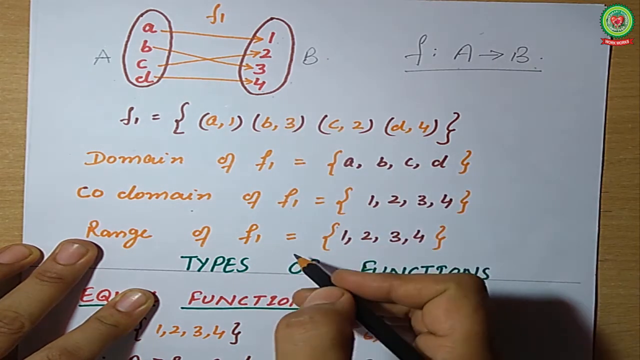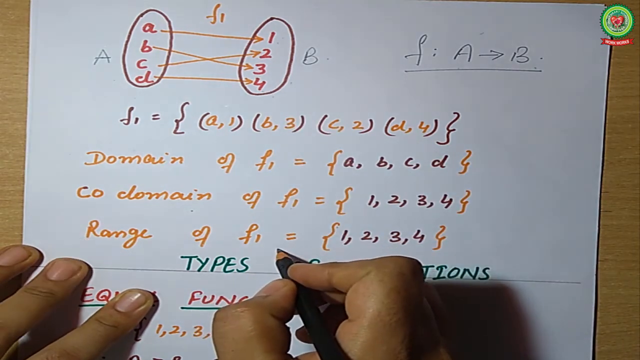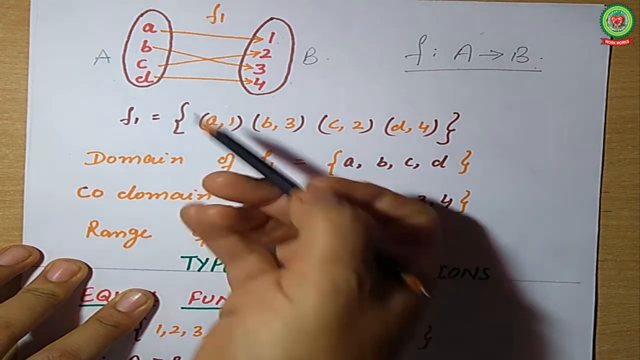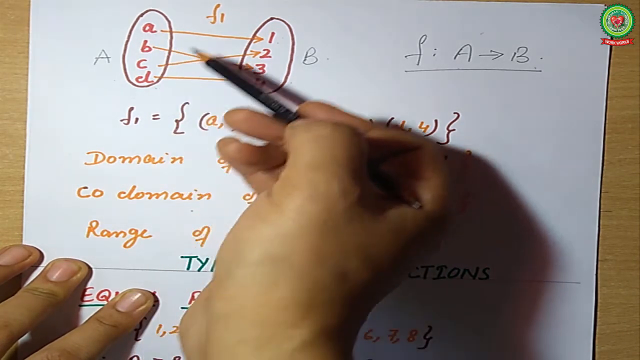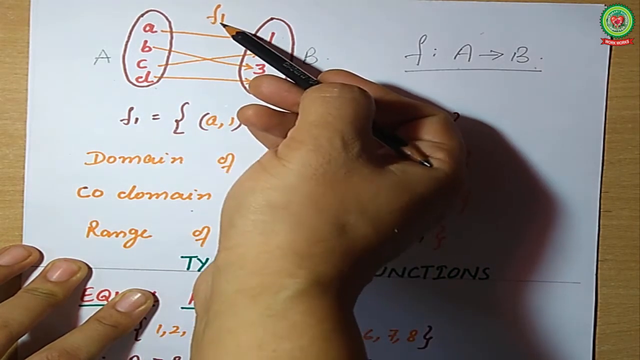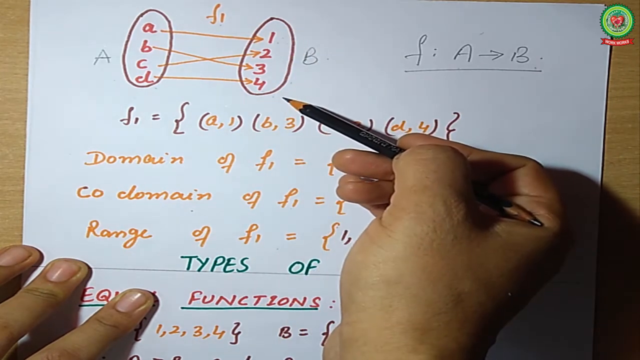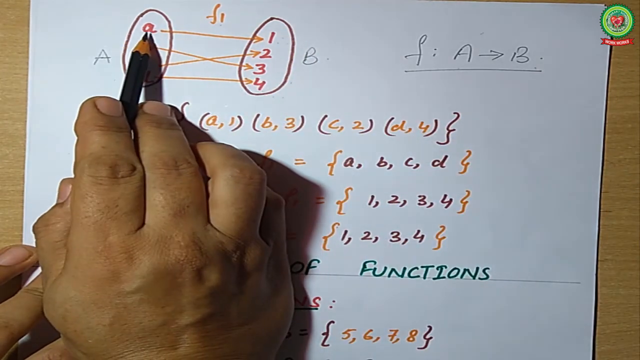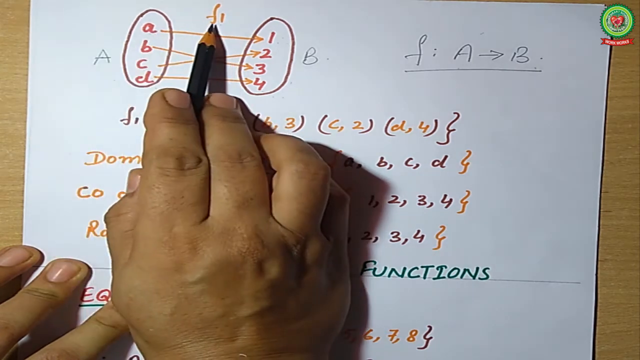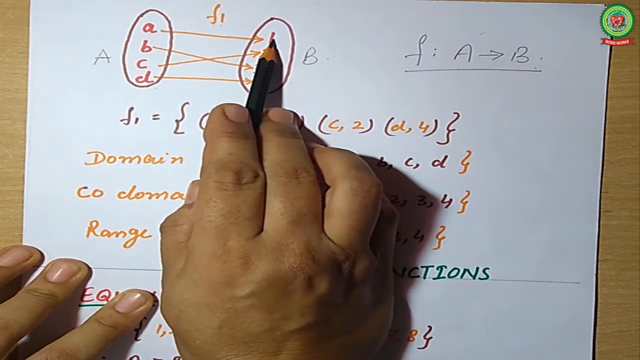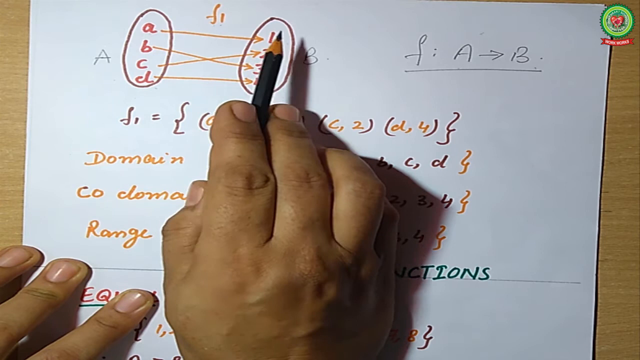Now it is the time for the range. Range means the image. Image of set A under the rule, under the function, in the set B. Now, the image of set A under the function is 1 there. Therefore, 1 is the range here.